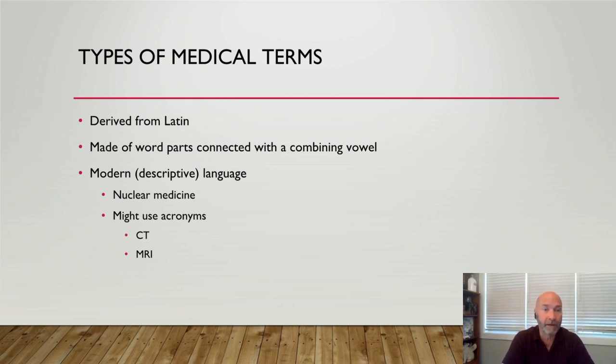Some are derived from Latin, possibly even Greek. Some are made up of word parts that also may be of a foreign language, but what we'll have is individual word parts connected with what we refer to as a combining vowel. And a combining vowel is usually an O. And then we have modern descriptive language in things such as nuclear medicine, and some of those things may be contracted into an acronym, like CT is CAT scan or computed tomography. CAT scan really means computed axial tomography, and that's kind of an archaic term, so it's really CT, or MRI, which is magnetic resonance imaging.